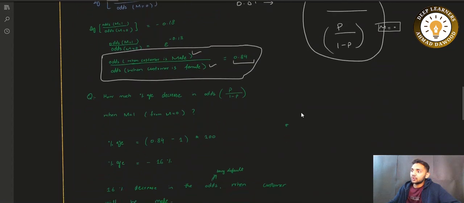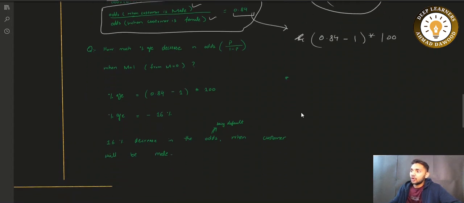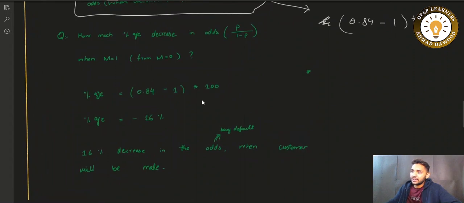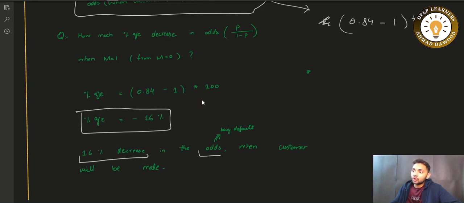When you see this in the form of percentage, that is 0.84 minus 1, into 100, how much will it decrease? Here the percentage is minus 16%. So it means a 16% decrease in the odds of being default when your customer is male. You can interpret your coefficient in this way.